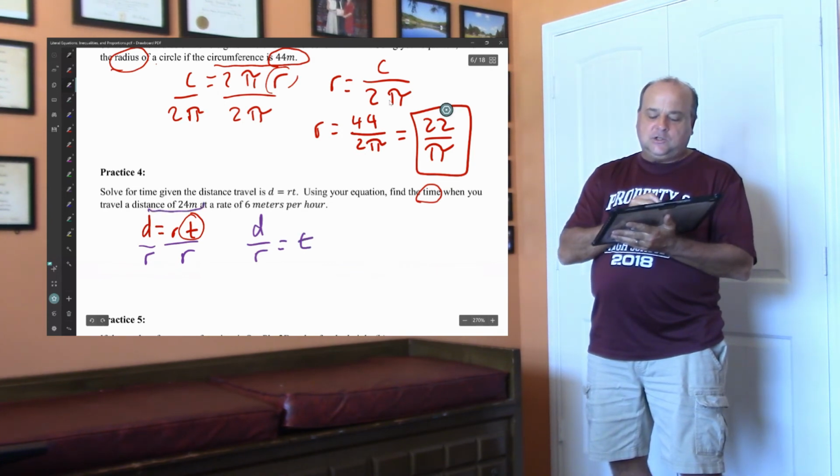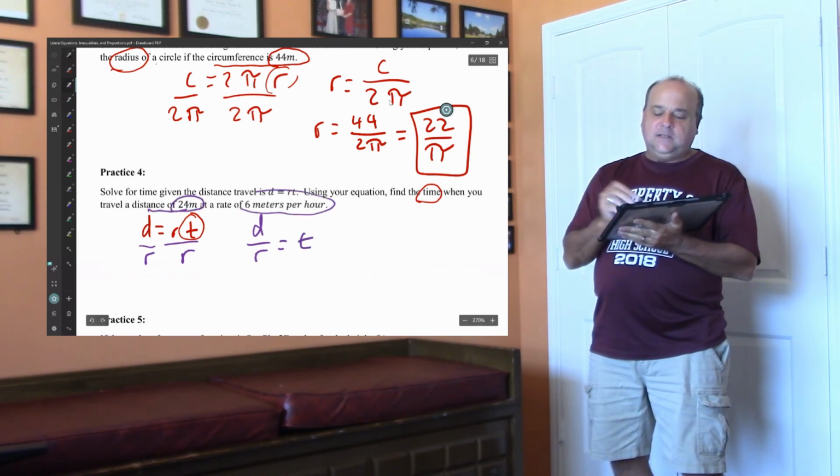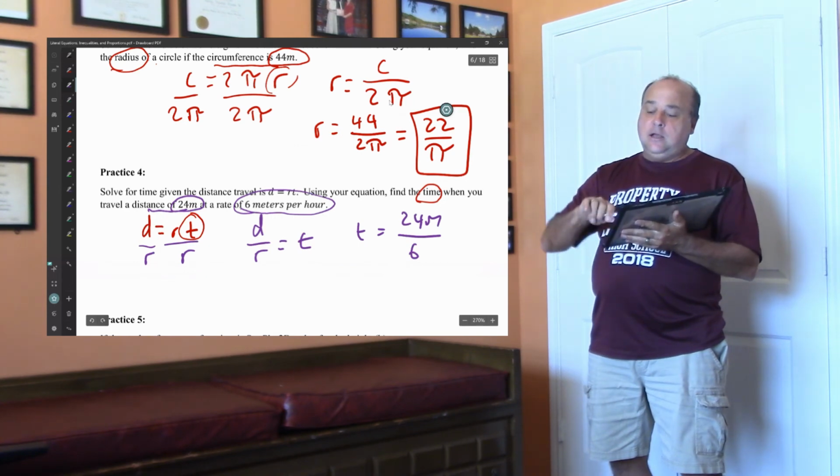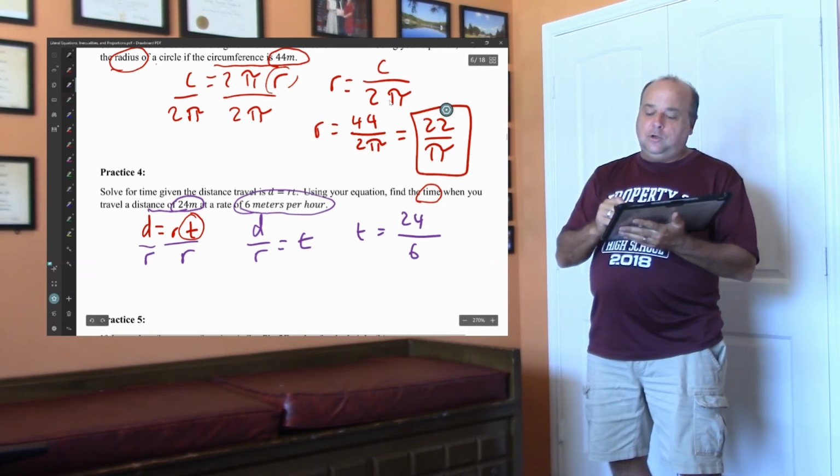Notice our distance is 24 meters and our rate is 6 meters per hour. So the time is going to equal 24 meters over 6 meters per hour. If you divide that out, you get 4 hours. The meters would cancel.